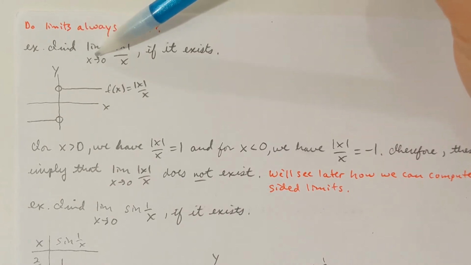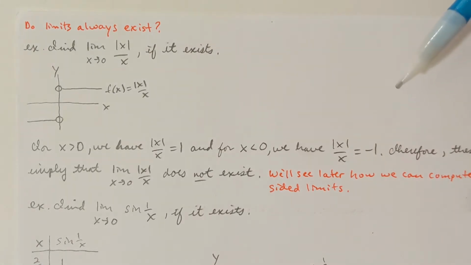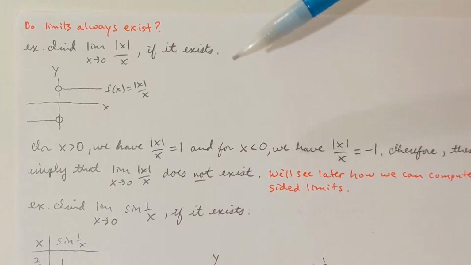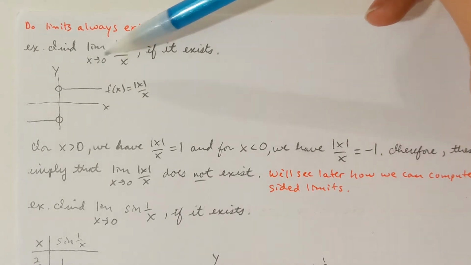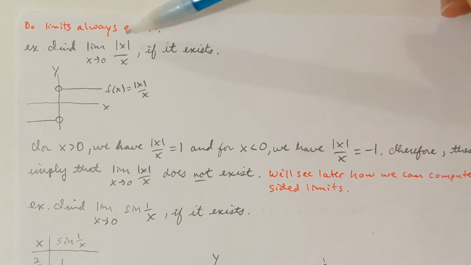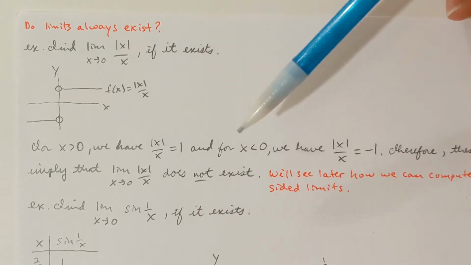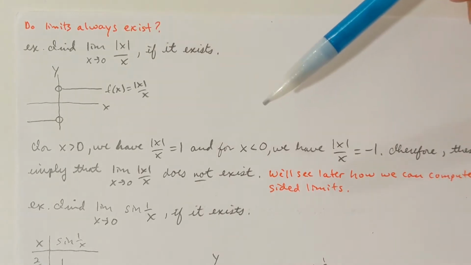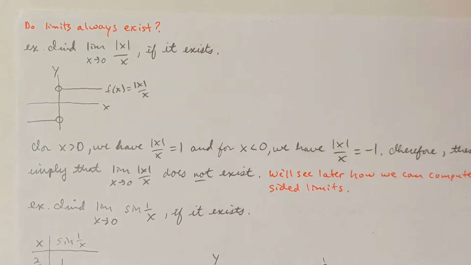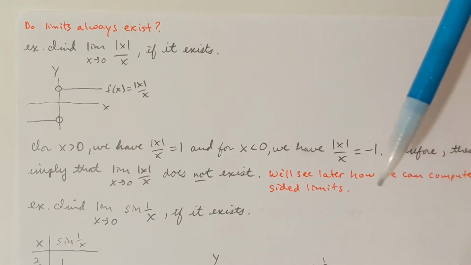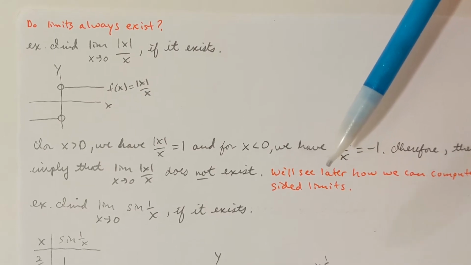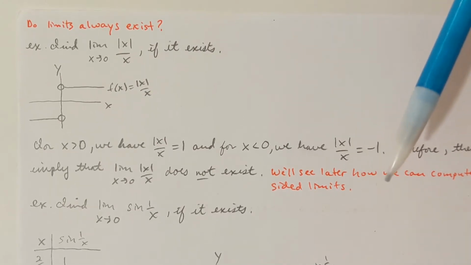Find the limit as x approaches 0 of the absolute value of x over x, if it exists. Well, I've made a graph of this function. Now, of course, x can't be 0, right? 0 is not in the domain of this function, but I don't care about that. I'm not interested at all in what's happening at 0. I'm interested in what's happening around 0. Let's select values that are on either side of 0 and see what the output looks like.